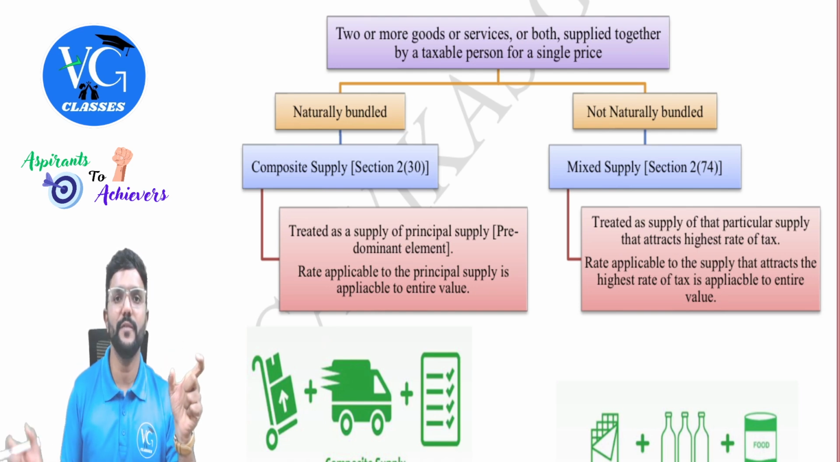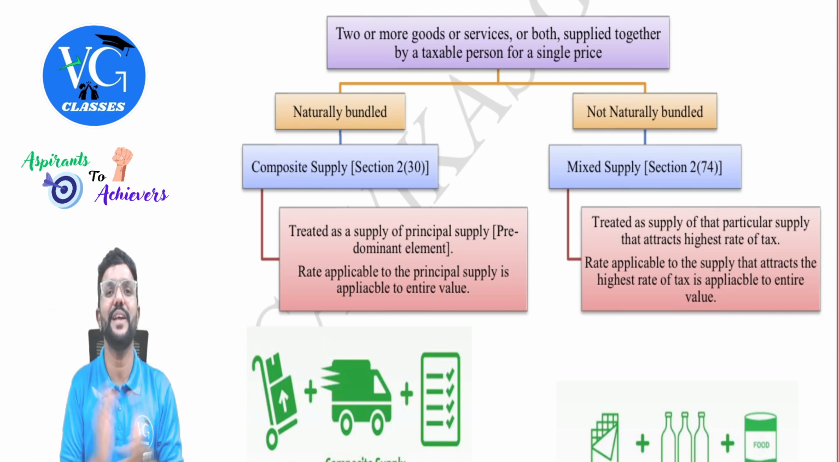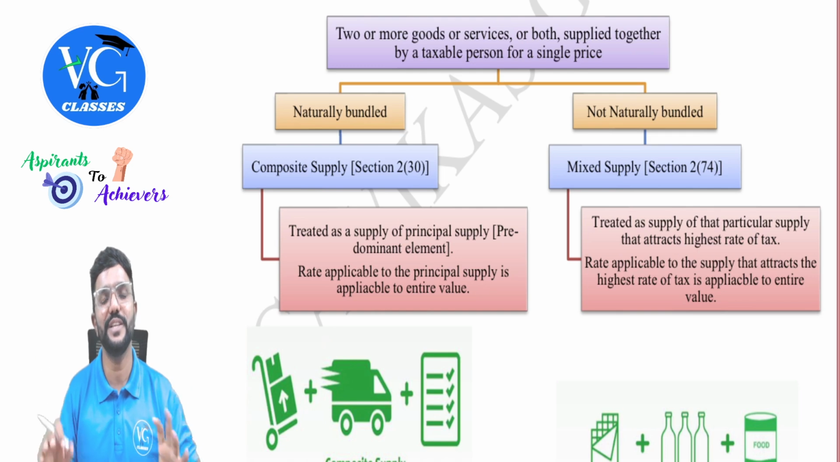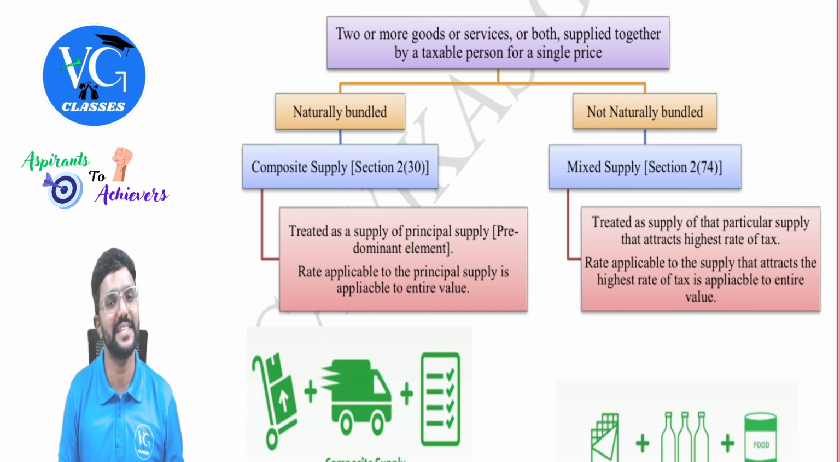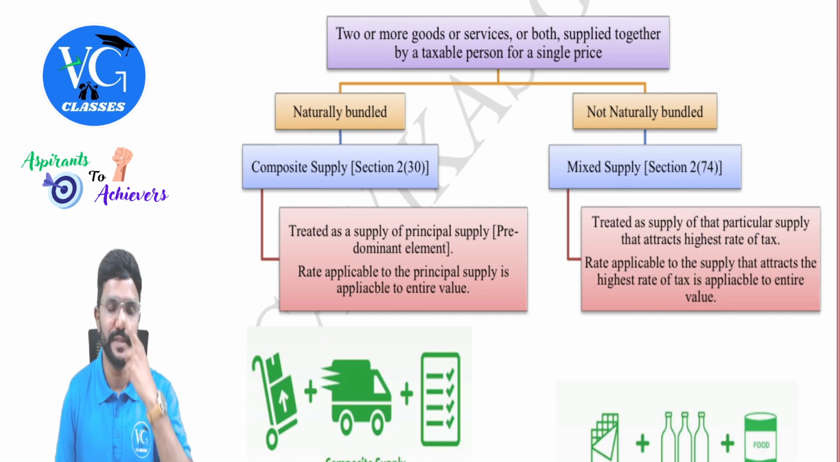So healthcare along with food is provided. And what is the principal supply here? Healthcare. And if the principal supply is exempt, then the entire supply will be exempt. In my example, healthcare is exempt under GST. So is the entire value, including the food supplied to the patient who is admitted, exempt? Yes.